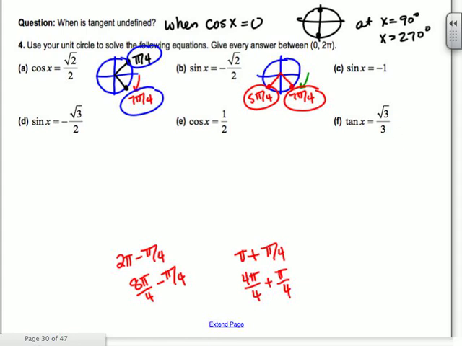Okay, you guys getting used to it? Do you guys want to try some on your own? So at least try C, D, and E. F is a little tricky, so we can do F together, but try C, D, and E at least.